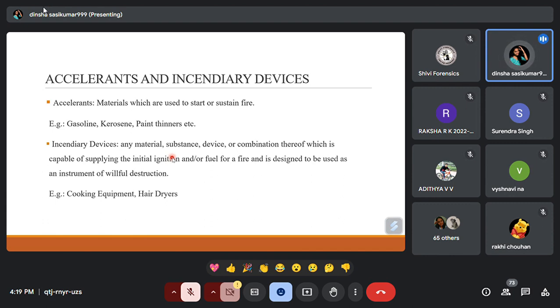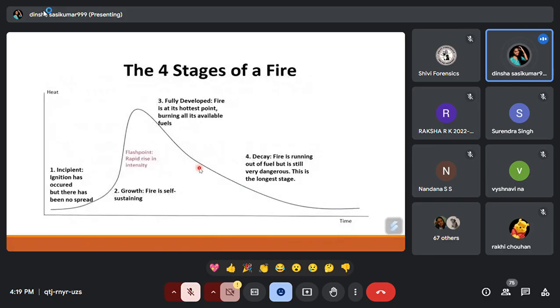And incendiary devices. Incendiary devices are any materials, substances, device, or a combination thereof which is capable of supplying the initial ignition and fuel for a fire and is designed to be used as an instrument of willful destruction. For example, cooking equipment, hair dryers, like that. So they will supply the initial ignition and they will cause the fire to begin. So these are incendiary devices.